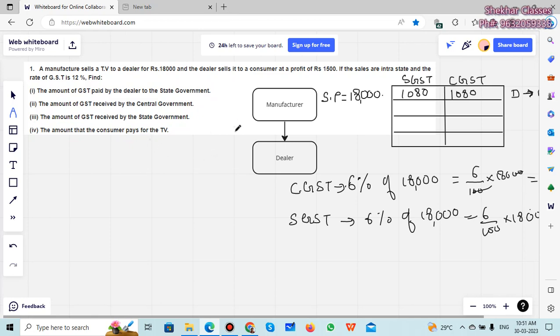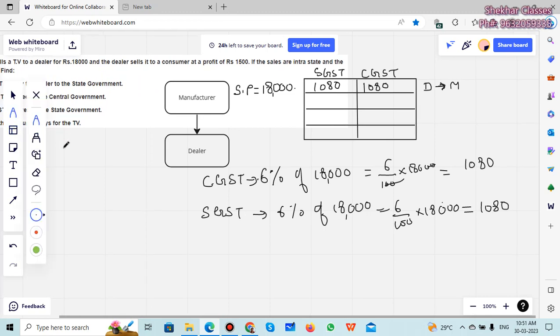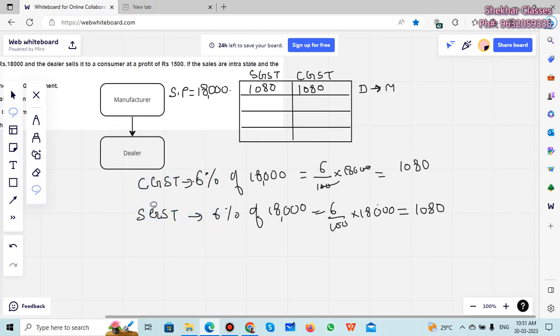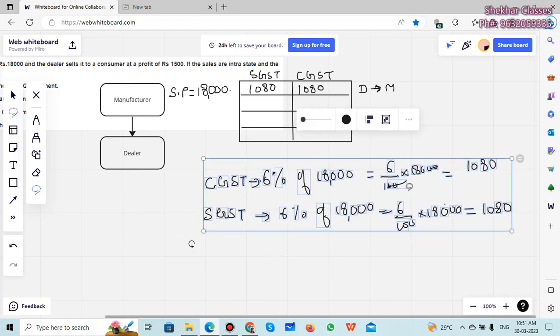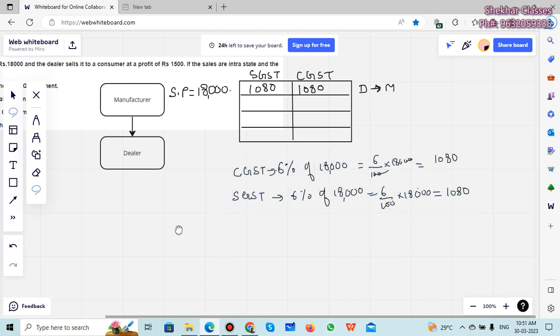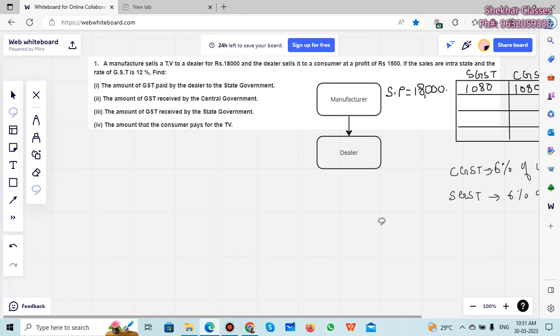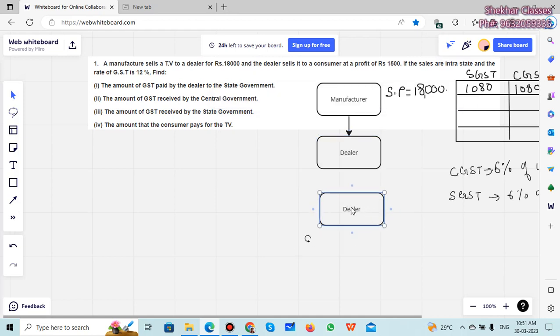Now comes here. The dealer sells it to whom? The dealer will sell it to the consumer. So we will have to find out how much the consumer will pay. So I'll just put it here. I have to draw another one, to the consumer here.